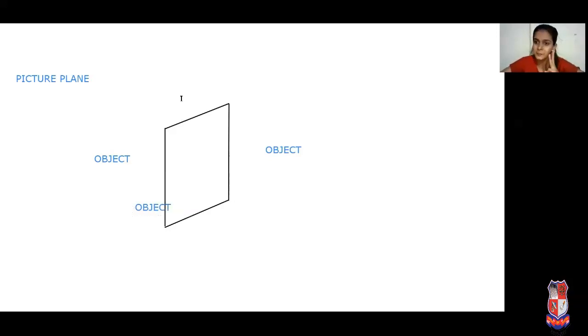Since there are 3 possibilities: the object is behind the picture plane, the picture plane is behind the object, or the third option, the object is touching the picture plane. In all three cases, a perspective view may differ because of the change of distance from the picture plane.